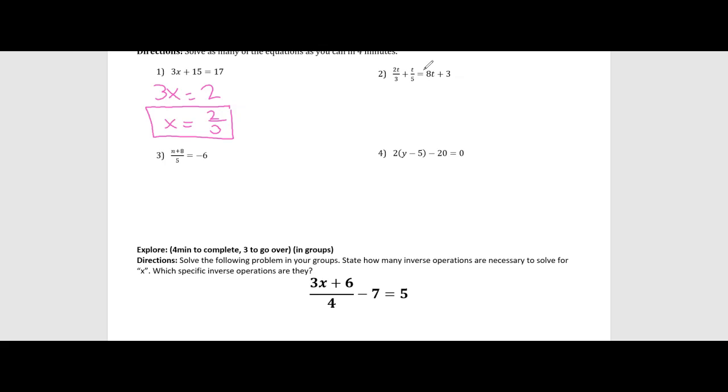We're going to go to number 3, because that's a little easier than 2. We have this fraction on the left-hand side, and to simplify the fraction, to get rid of the denominator, we need to multiply both sides by whatever that denominator is. Make sure you do it to both sides. So those simplify, and I'm left with n plus 8 is equal to negative 30. If I subtract 8 from both sides, I get n is equal to negative 38.